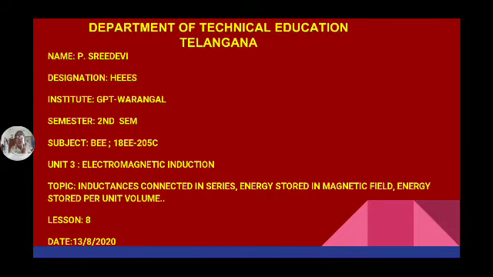So the EMF induced is also of so many types: statically induced EMF, dynamically induced EMF. EMF induced in a conductor in which both magnetic field and conductor are at rest, then such type of EMF is known as statically induced EMF.